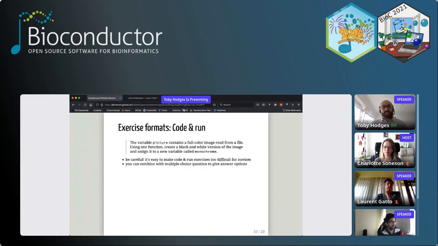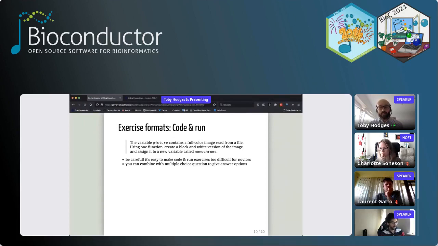The next example that's also really popular, I think, as an exercise format is code and run. So giving the learner a challenge of something to write some code to achieve, and to run that to check that it works. And you might give them the expected output, for example, and ask them to write the code that creates that output.